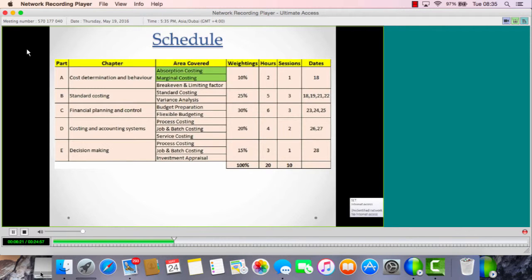So this is where we are, David. Yesterday we covered absorption costing and marginal costing, and today we are going to do break-even and the limited factor. But if we have time, we'll go to standard costing as well. I'll explain the theory.